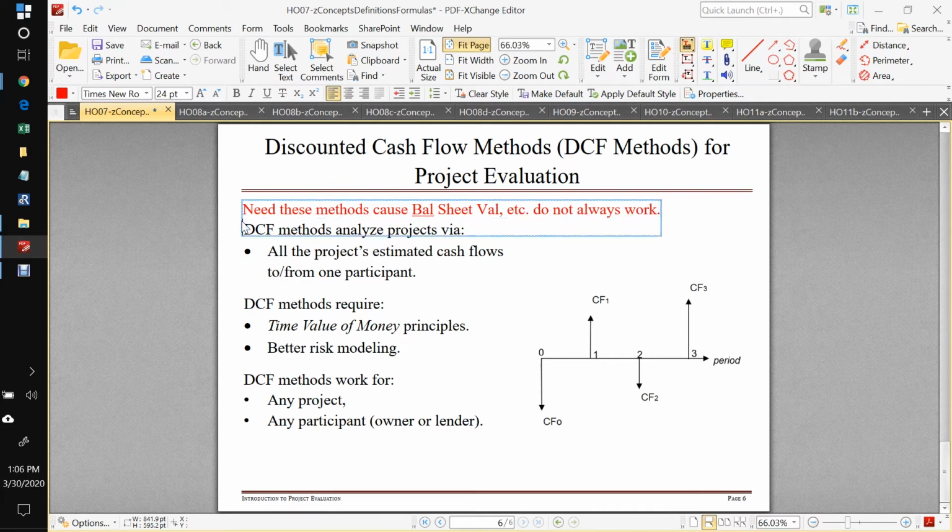But DCF methods always work, okay? DCF methods are going to work for any project, any participant. Remember, the balance sheet valuation method, we needed to have a balance sheet, and it was often difficult to estimate the market value of an entity's assets when it did have a balance sheet. Okay, that's it for handout 7.